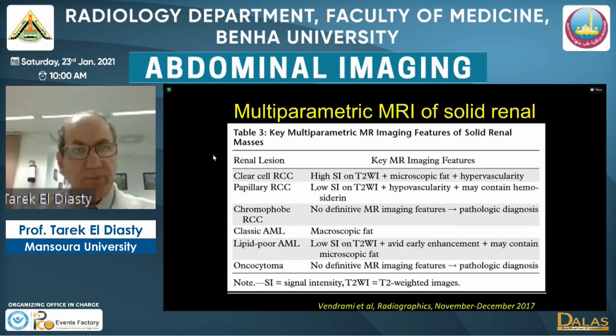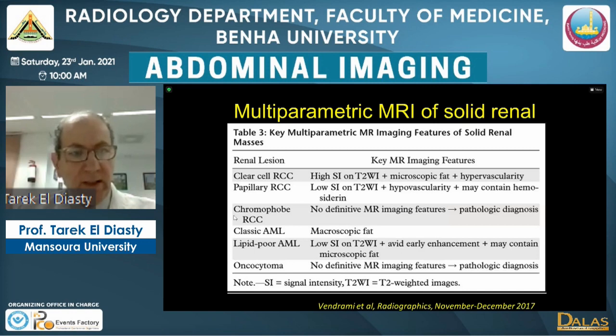This table summarizes the MR features on multiparametric MRI of solid renal masses. Clear cell renal cell carcinoma: high signal on T2, and due to microscopic fat, it shows a drop of signal in around 30% of cases in out-of-phase images, and due to hypervascularity, it shows avid enhancement. Papillary cell: low signal on T2, hypovascular, shows minimal enhancement and may contain hemosiderin, so it shows a drop of signal in the in-phase image.